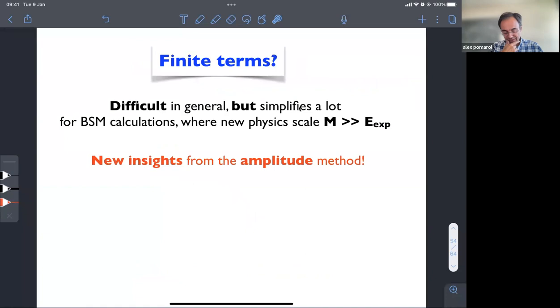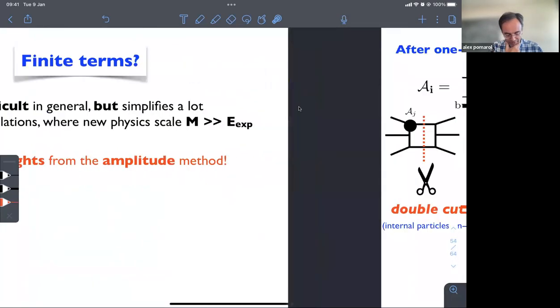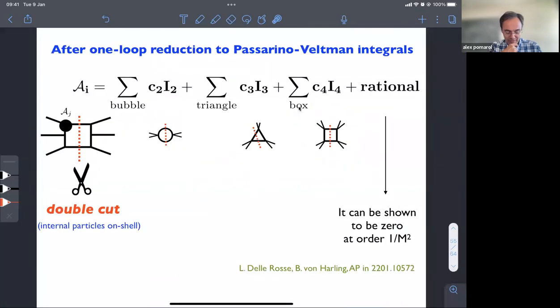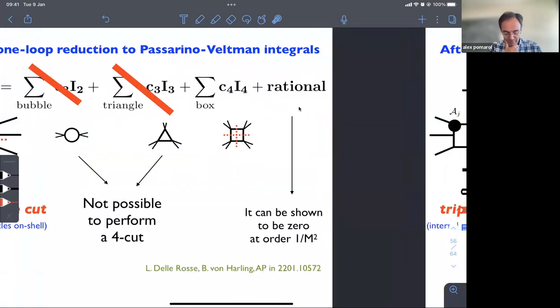There is a final issue, but I don't know. I think I will stop here and leave it. What about the finite pieces? I talked about renormalization effects, the divergences, how to select the divergence, but you would like to calculate finite pieces. And now the method can also be useful.